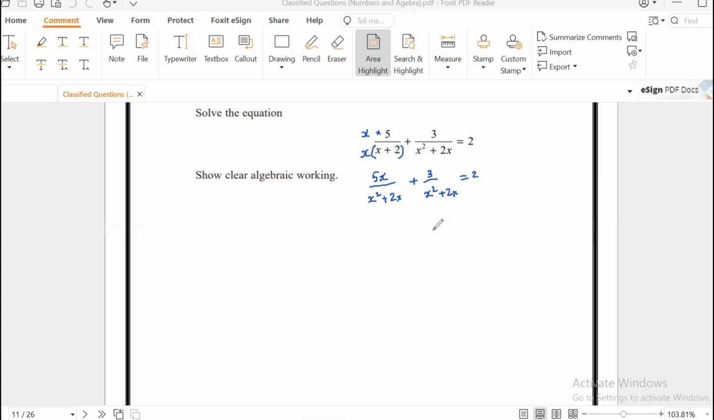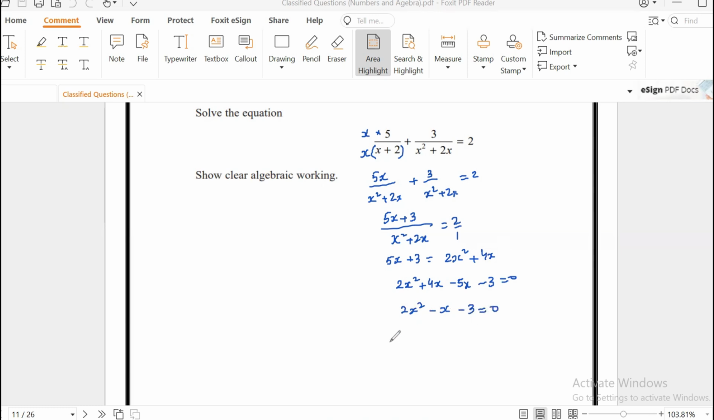As you can see, the left hand side denominator is the same, so we can add the numerators. That means 5x plus 3 over the denominator, which we consider as the LCM, x squared plus 2x is equal to 2. Then by cross multiplication, 5x plus 3 is equal to 2 multiplied with it, so 2x squared plus 4x. After this we will rearrange, so it would be 2x squared plus 4x minus 5x minus 3 equals 0. And then this becomes 2x squared minus x minus 3 equals 0.